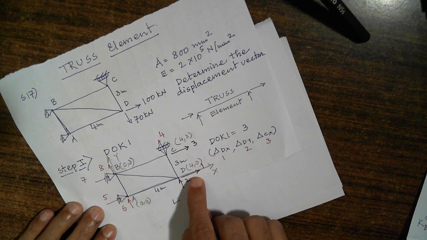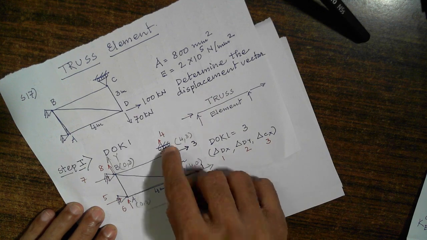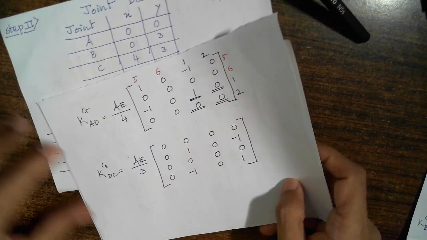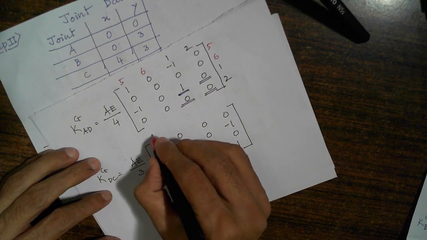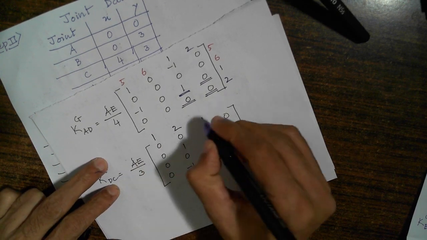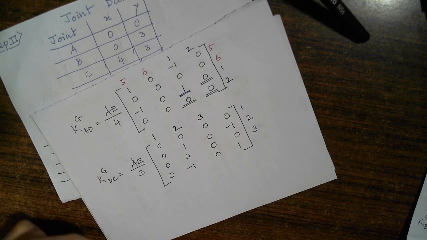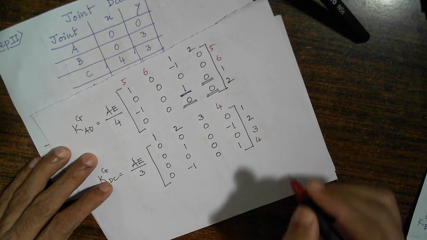Now for DC, what are the coordinates? 1, 2, 3 and 4. If I would have taken CD, it would have been 3, 4, 1, 2. I hope every one of you has understood, because we have solved a number of numericals on it. So it is 1, 2, 3 and 4. The non-possible degrees of freedom I am writing with red color. So that is 1, 2, 3 and 4.